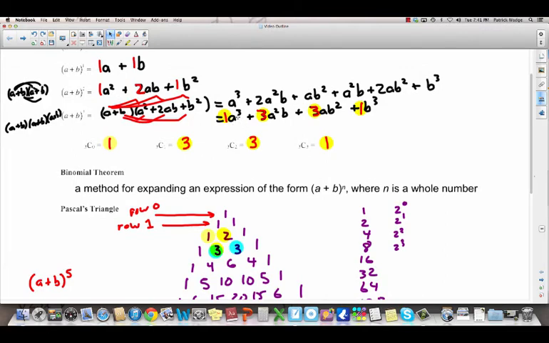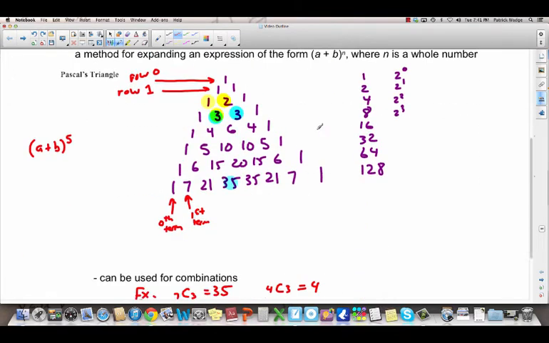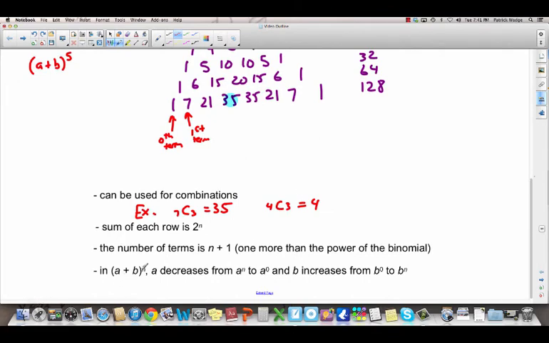The a's start with a cubed in the 1st term, and then a squared in the 2nd term, and then a to the 1 right here, and then there's no a here. In other words, it's a to the 0 in that term. The b's, there's no b here. In other words, it's b to the 0. Then it goes b to the 1, then b to the 2, and then b to the 3. You see what's happening? In a plus b to the nth power, a decreases from a to the n to a to the 0, and b increases from b to the 0 to b to the n.